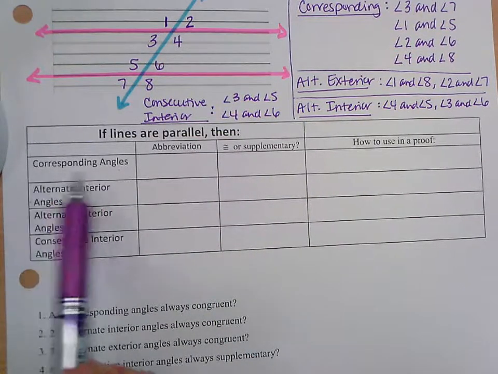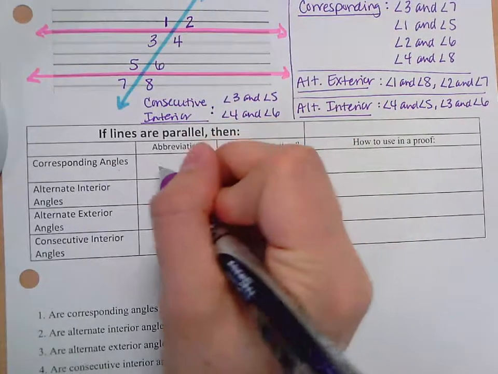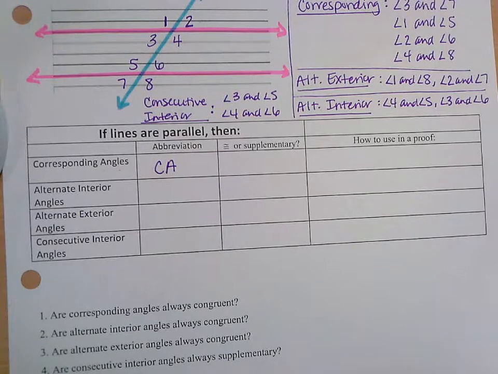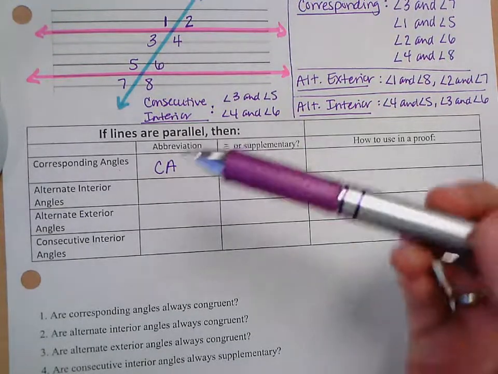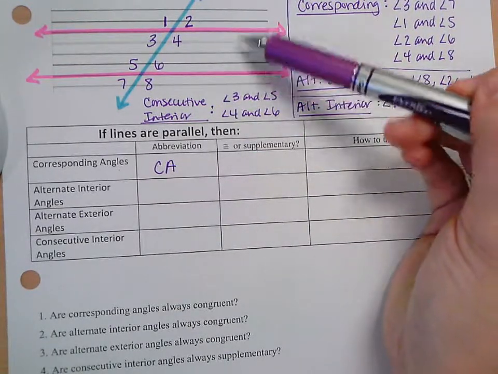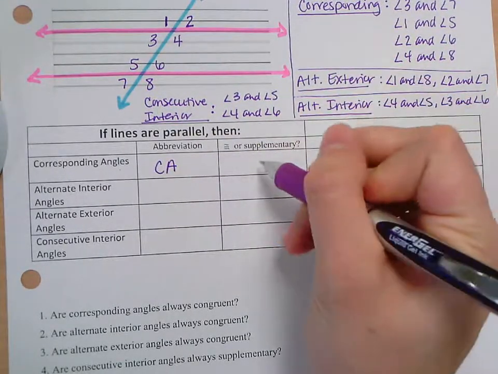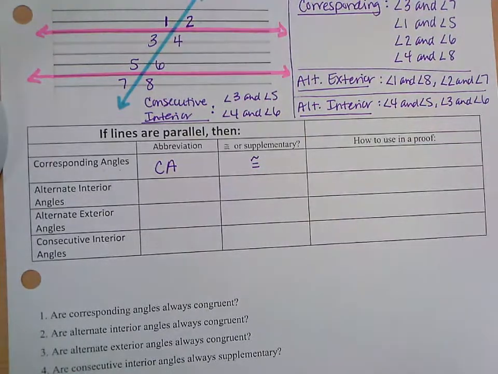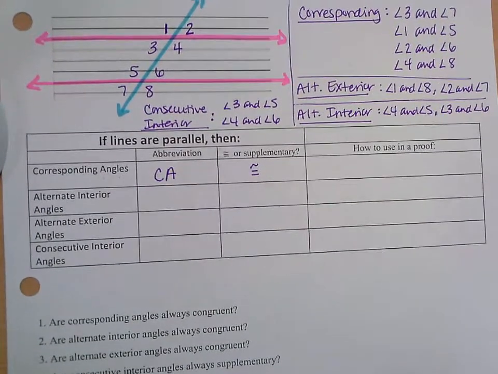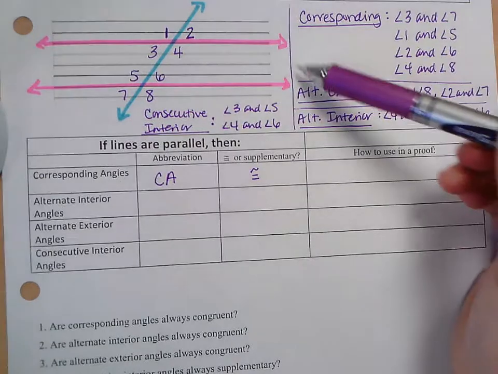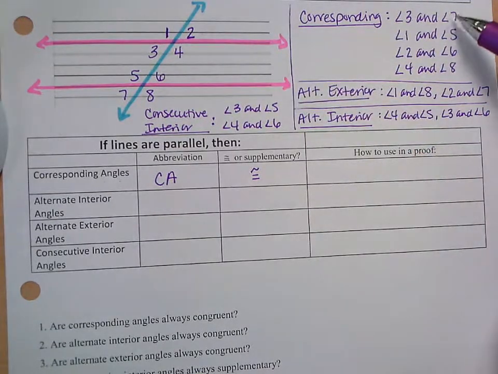abbreviation, if you don't want to write out corresponding angles every time, you can just write CA. Or if you see me write CA, corresponding angles. Corresponding angles, if the two lines are parallel, corresponding angles are always congruent. Okay, so each of these pairs of angles, 3 and 7, 1 and 5, 2 and 6, 4 and 8, if these lines are parallel, each of those pairs of angles are the same.